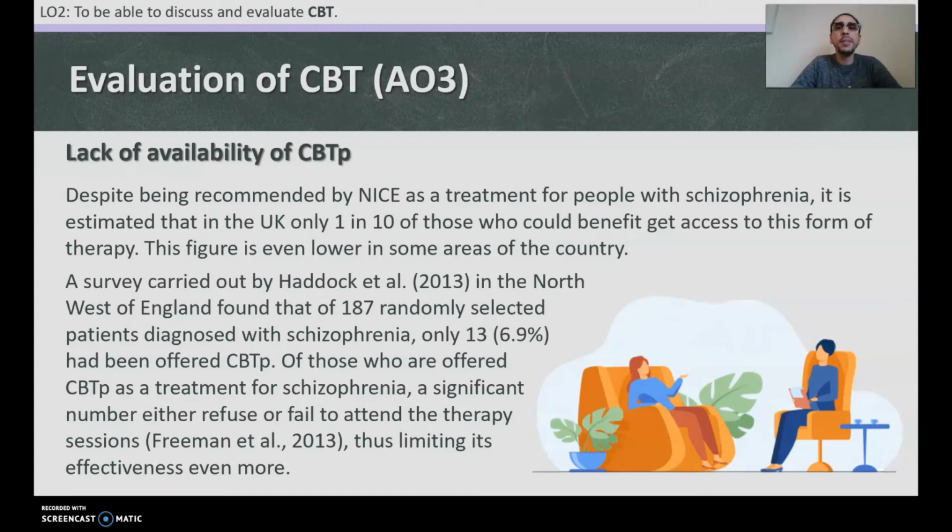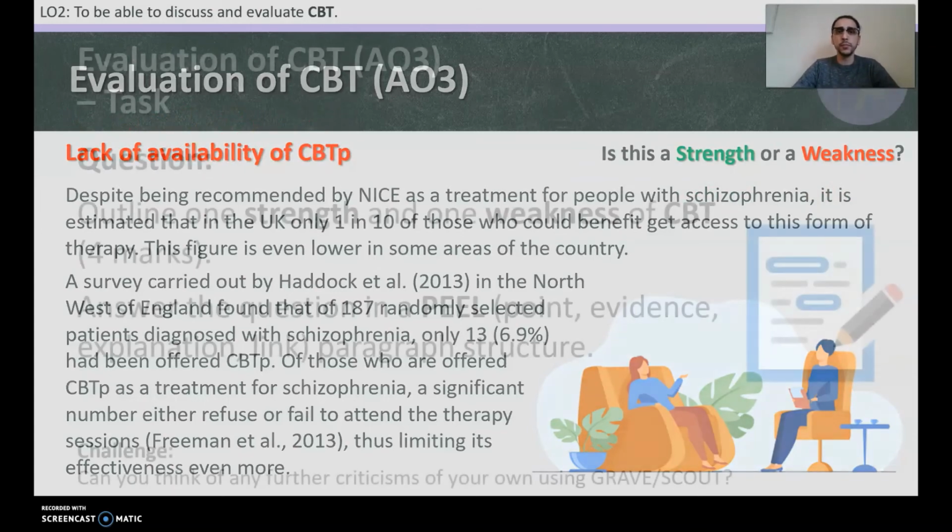And that's evident from this piece of research by Haddock et al. in 2013, just short of 7% of people with schizophrenia were offered CBT therapy. And of those 7%, the majority of them didn't even take it up. So is this a strength or a weakness? This is a weakness. The lack of availability of CBTp is an issue.